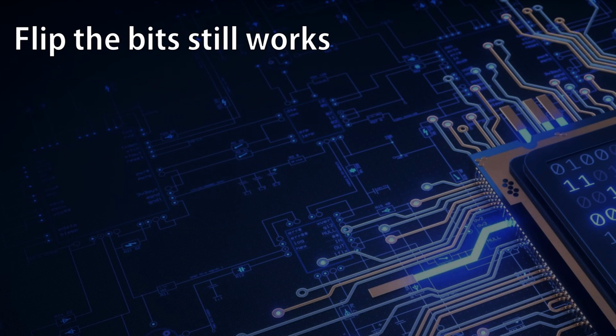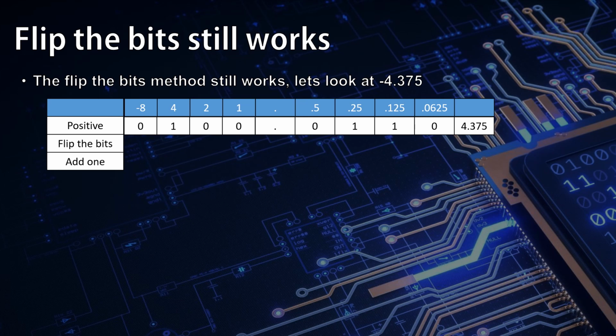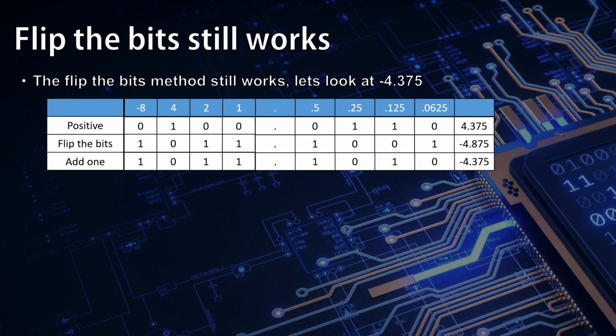The flip the bits method still works with numbers with a fractional part that are negative. If we take a look at the number negative 4.375, which we did earlier, we'll now try it with the flip the bits method. So we start by creating 4.375 as a positive number, which is 0100 0110. We now flip all the bits, so the zeros become 1s, the 1s become 0s, and we add 1 to the rightmost column. We now have 1011 1010, which is exactly what we got when we did it the other way.